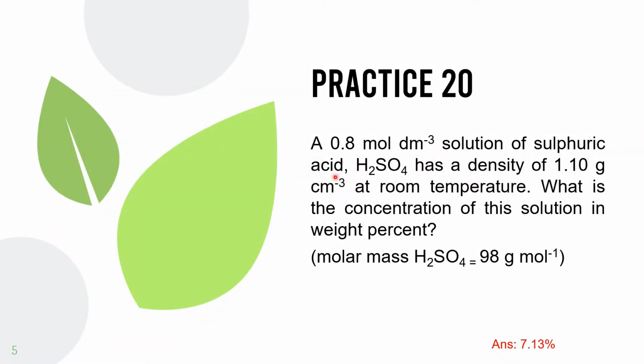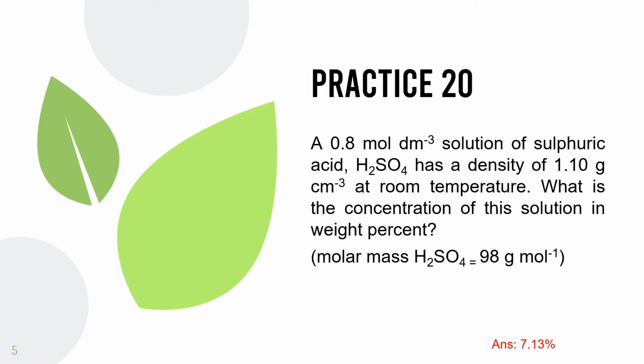In this question, we have 0.8 mole per decimeter cube solution of sulfuric acid with a density of 1.0 gram per centimeter cube at room temperature. What is the concentration of this solution in weight percent? So first of all, what you have to do is identify the information given in the question. Okay, so what do we have in the question?